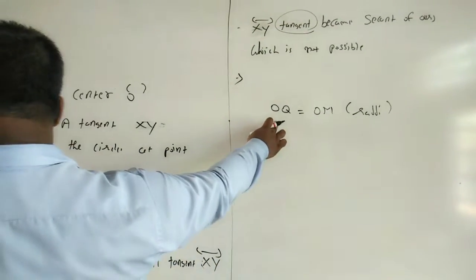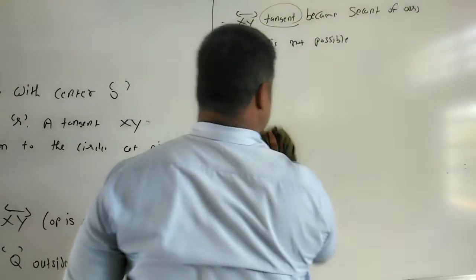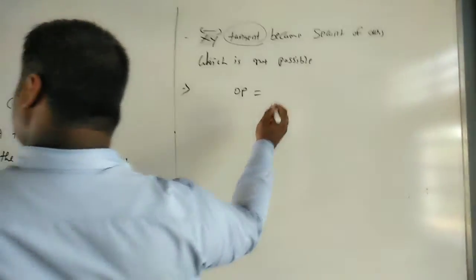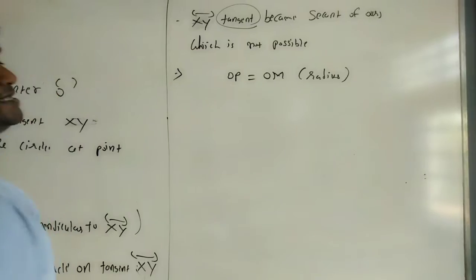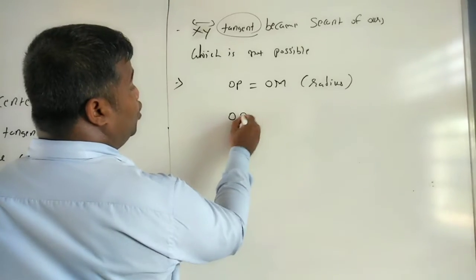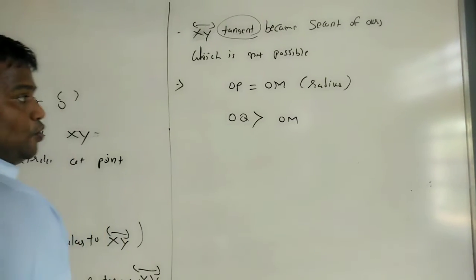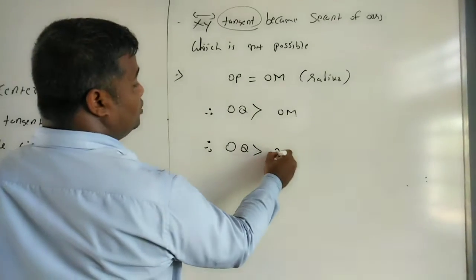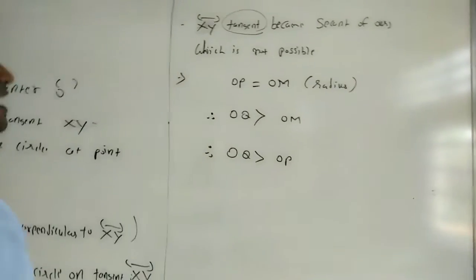See, I have written this wrong. Which are the radii that you must remember? OP is equal to OM, which are the radii. Now you are going to write OQ is greater than OM. But you remember that, okay? Instead of OM, you are just going to write OP because both are the same, which proves that OQ is greater than OP.